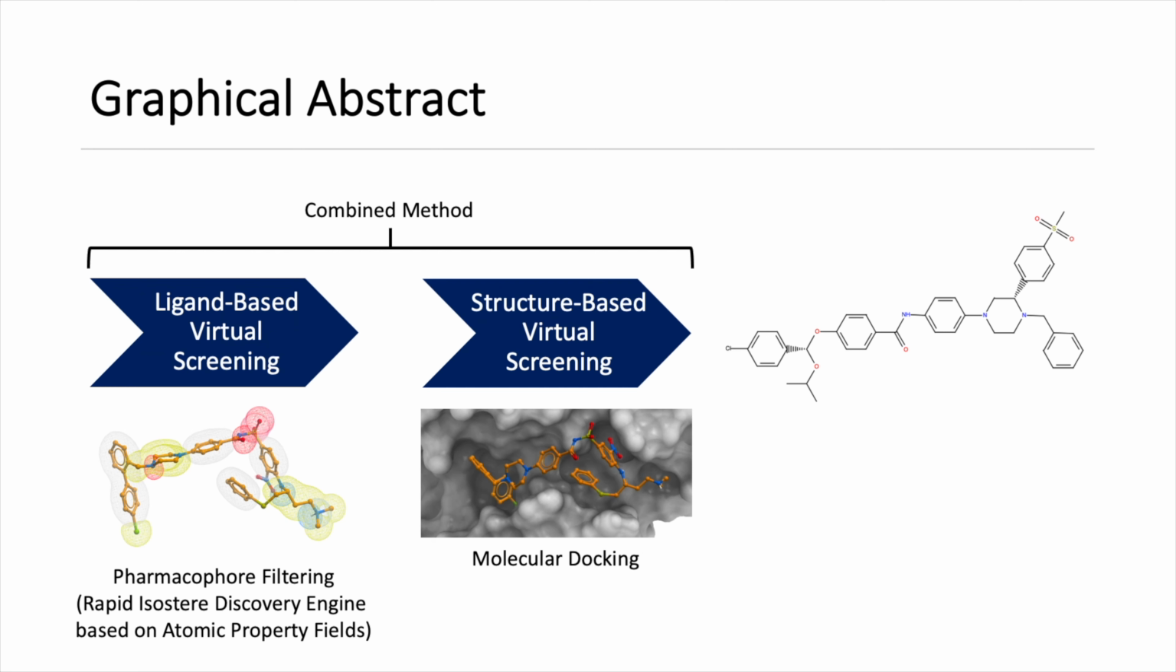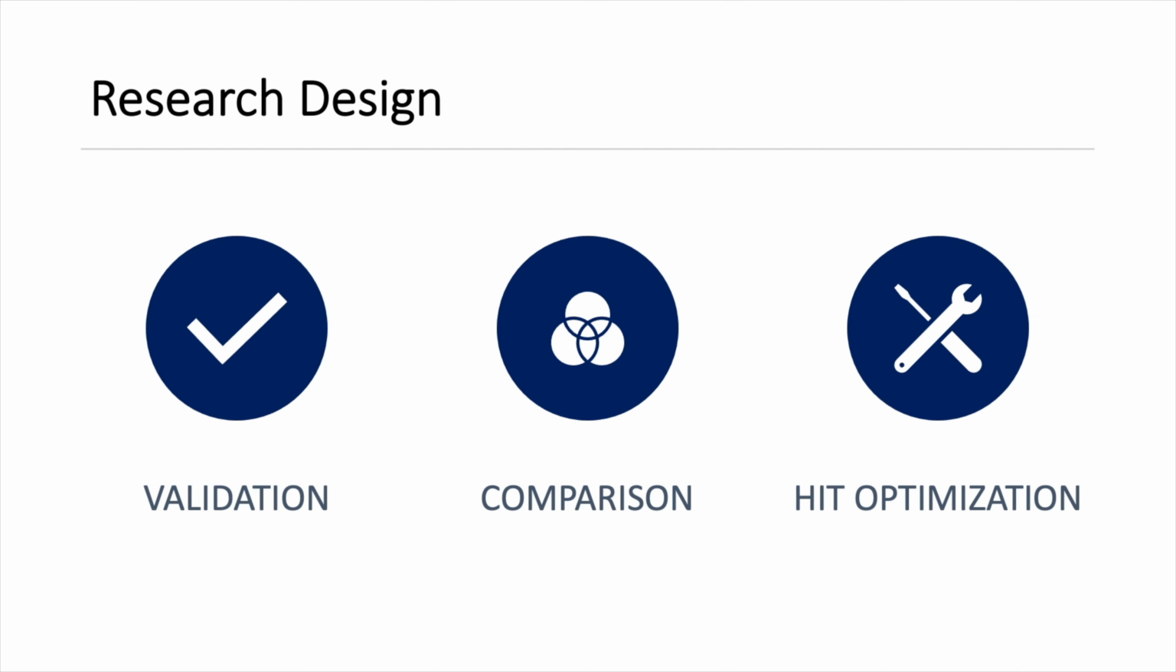Using a hit from the determined best screening strategy, hit optimization was conducted, guided by receptor-ligand interactions and structure-activity relationships to achieve the secondary objective. The design of the present project was separated into three stages: validating each screening method independently, comparing enrichment, and hit optimization. The techniques used at each stage will be described.